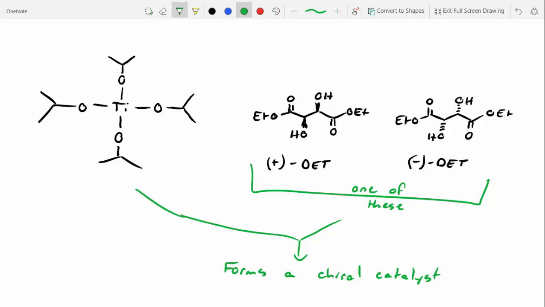Monday when we come back, we'll talk about ring opening epoxides with a variety of different nucleophiles under acidic and basic conditions. All right, have a good weekend.